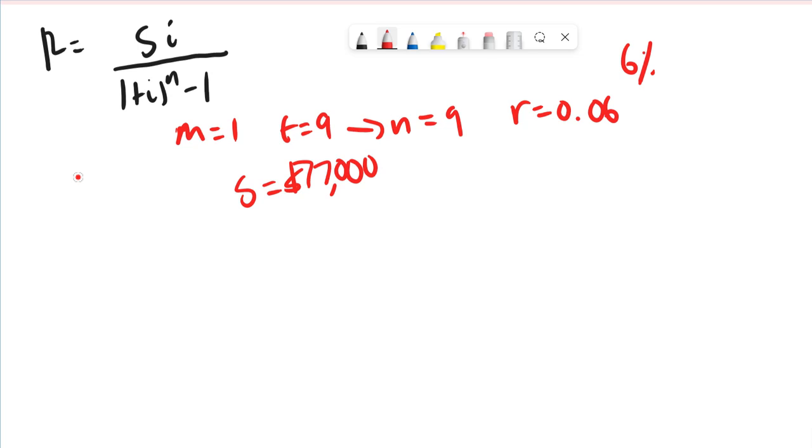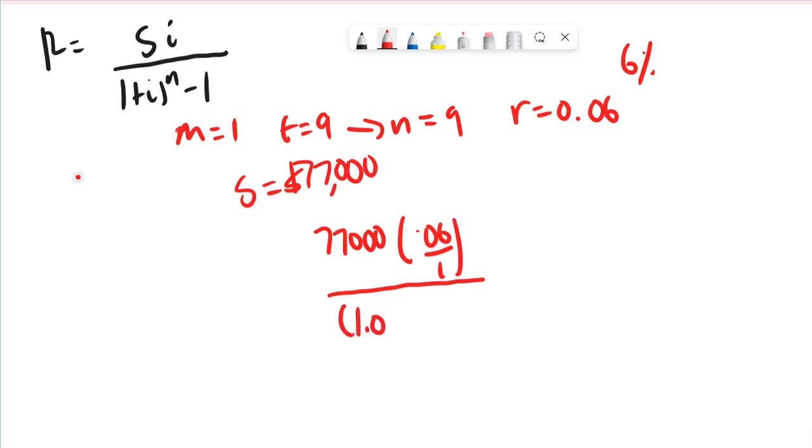Then how are we going to find the amount that it started with? Well, let's do this. Let's take the 77,000 and multiply that times 0.06 divided by 1, because it's annual, divided by, well, really, you could just say 1.06, raised to the 9th minus 1. And then this is equal to R.